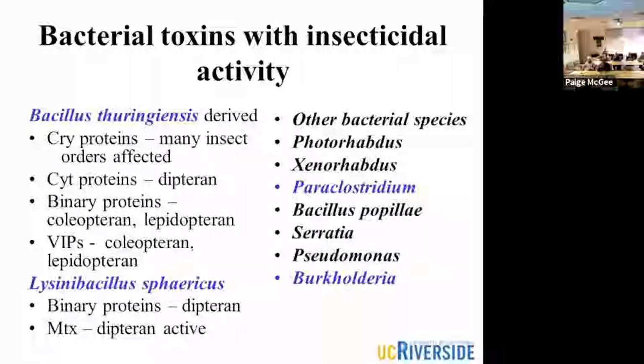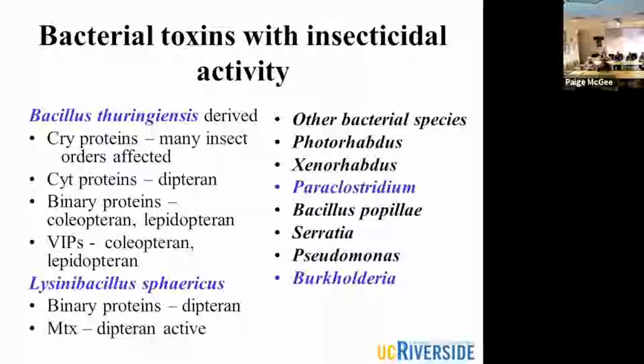Now then, a number of bacterial species have bacterial toxins. The two main ones that are involved in vector control right now are Bacillus thuringiensis and Lysinibacillus sphaericus. And there are other bacterial species, for example, from Photorhabdus and Xenorhabdus, which are active on Lepidopterans. Clostridium, which we are also working on, is active on Anopheles species, and a few others are listed on the right.